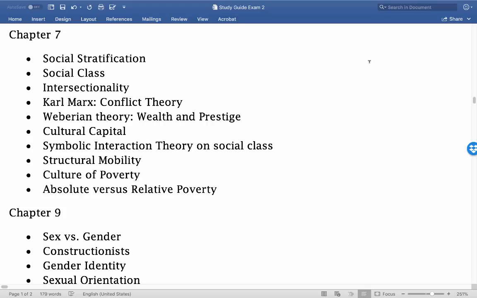Cultural capital are just the habits, skills, or knowledge that help people gain advantages in society, right? Like knowing the right fork to use, or, in the case of college, knowing how to apply for college. Symbolic interaction theory looks at social class differently because they say we structure our meanings through our interactions. So they examine the way that we use status differences to categorize ourselves and to categorize others.